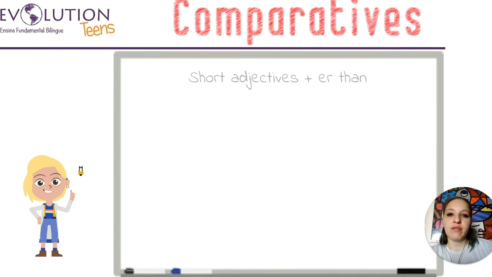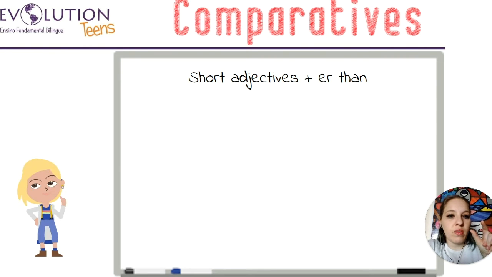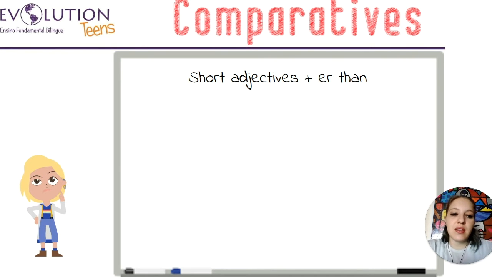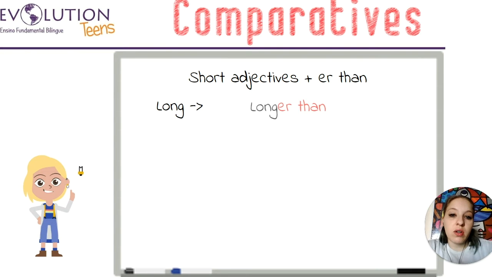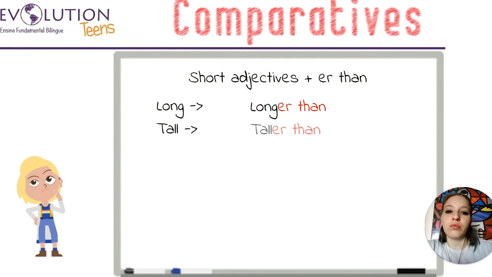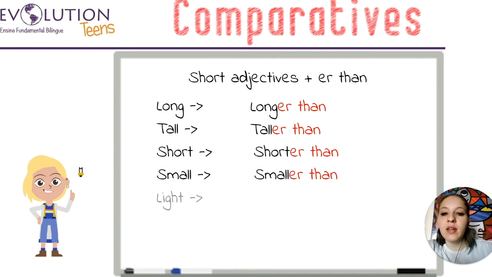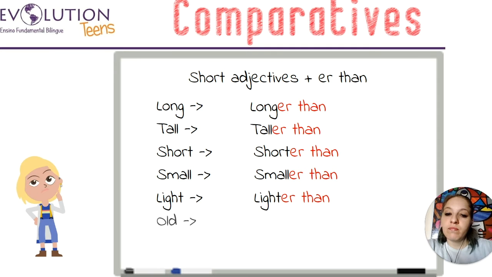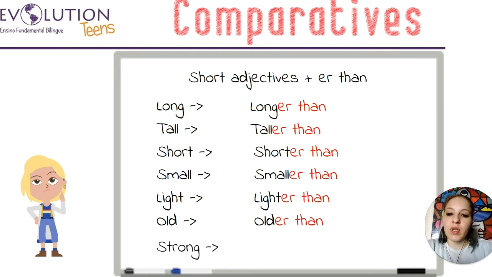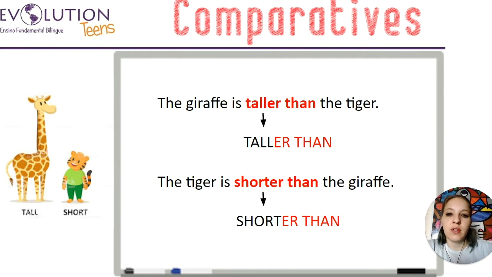So we have short adjectives. We put ER plus than. Like long, longer than. Tall, taller than. Short, shorter than. Small, smaller than. Light, lighter than. Old, older than. Strong, stronger than. So the giraffe is taller than the tiger. Okay? We just put ER, as you can see in here. The tiger is shorter than the giraffe.